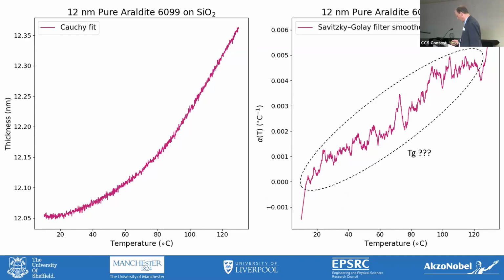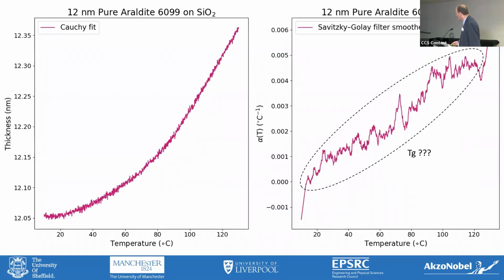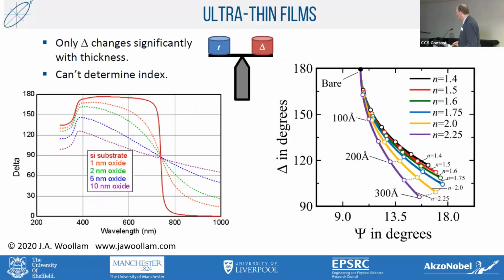Here's an example. It kind of looks good for a 300 nanometer film. It's fine. By the time you get really thin, it's getting quite hard to convince yourself there is a real transition in there. But there is clearly something going on. The expansivity is not constant. So there are some serious issues here.